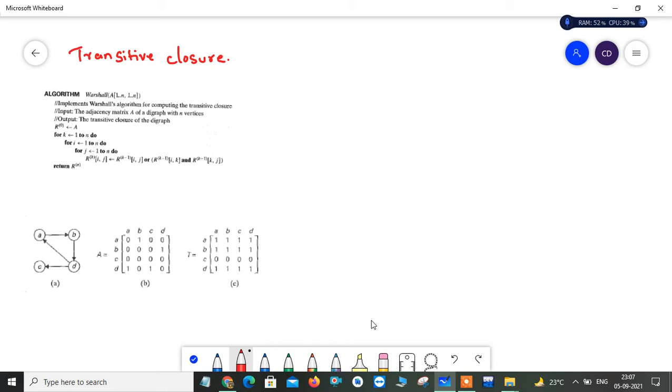So today's topic is transitive closure. So now we are finding transitive closure by Warshall's algorithm, using a dynamic programming approach.